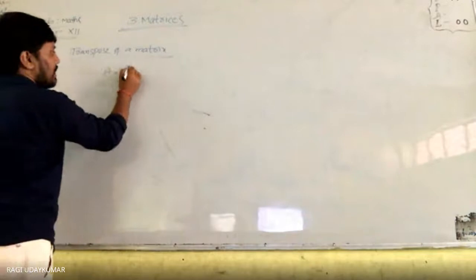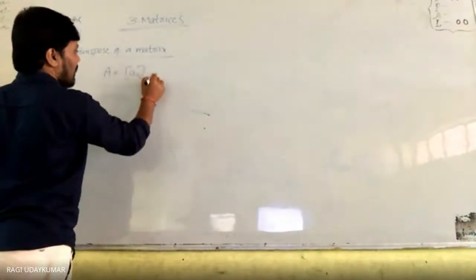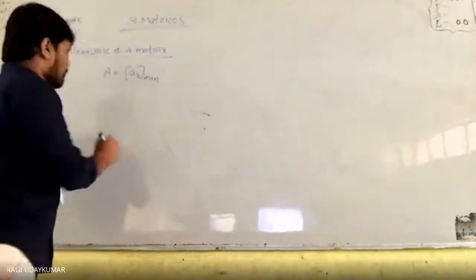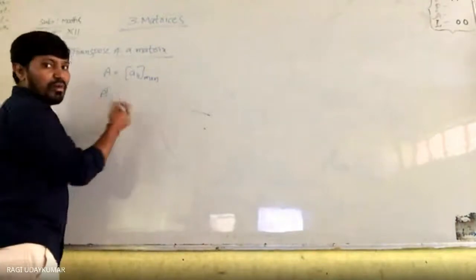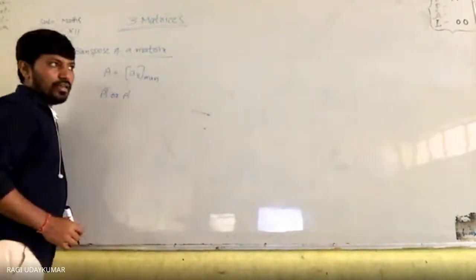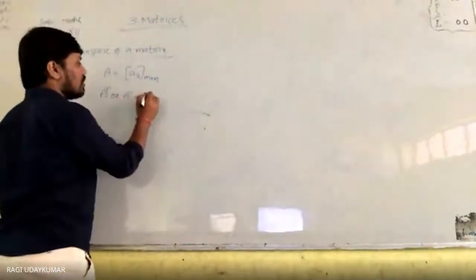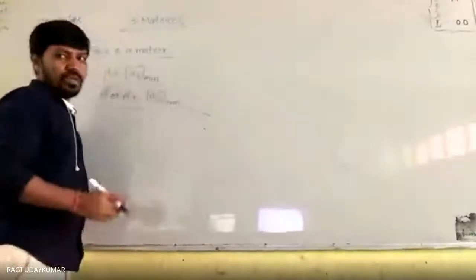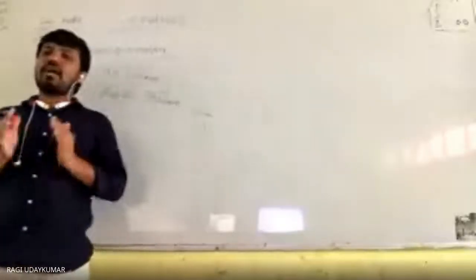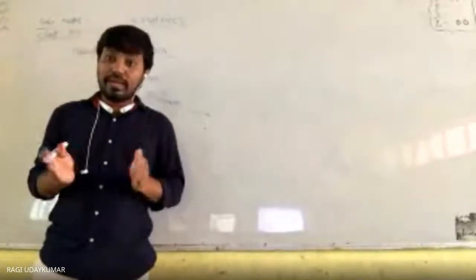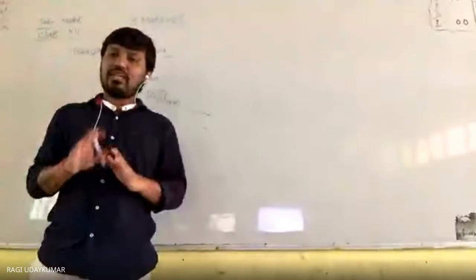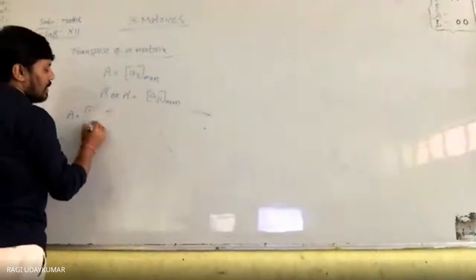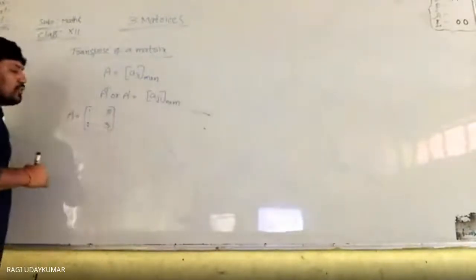If A is any matrix, Aij, of order m by n, then the transpose of this matrix is written as A power T, or A dash. You can write it in both ways. It equals Aji, of order n by m. That means you interchange the rows and columns of the given matrix. As an example, let us take A equals 1, 5, 2, 3. Like this, one matrix is taken.